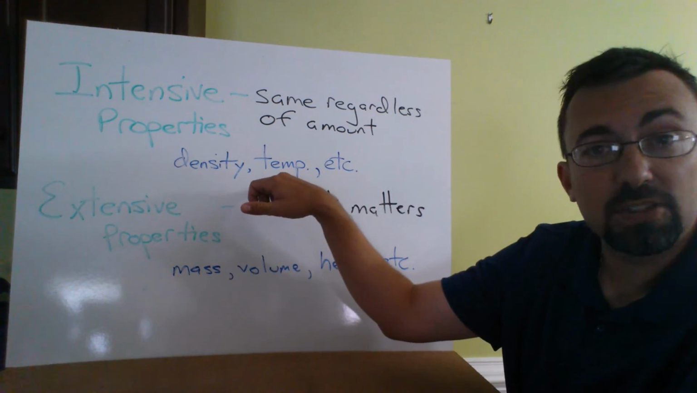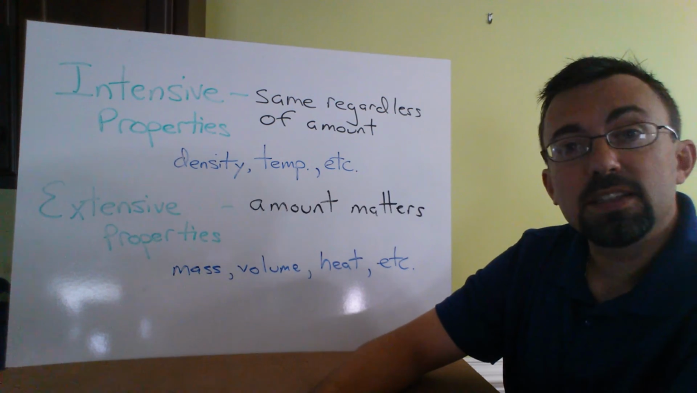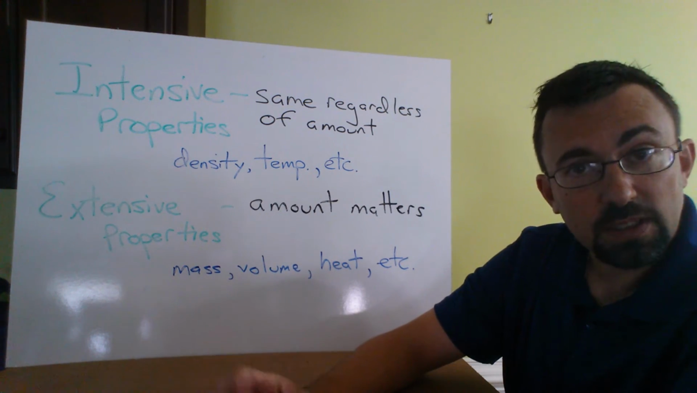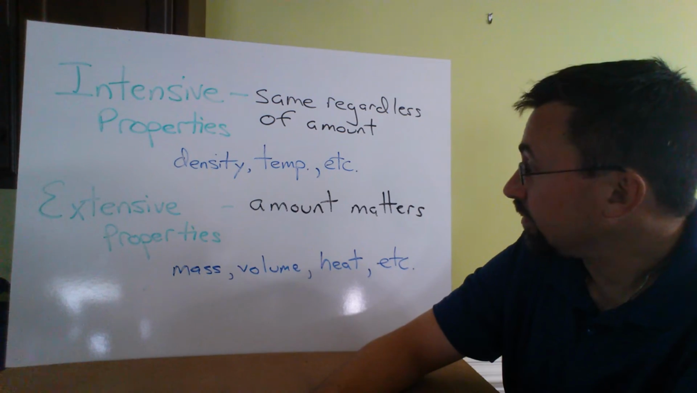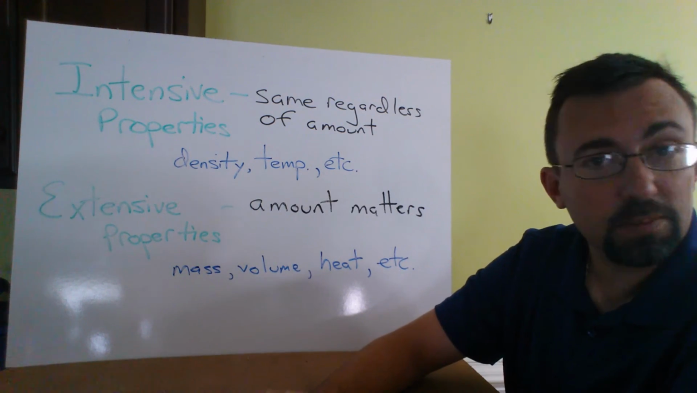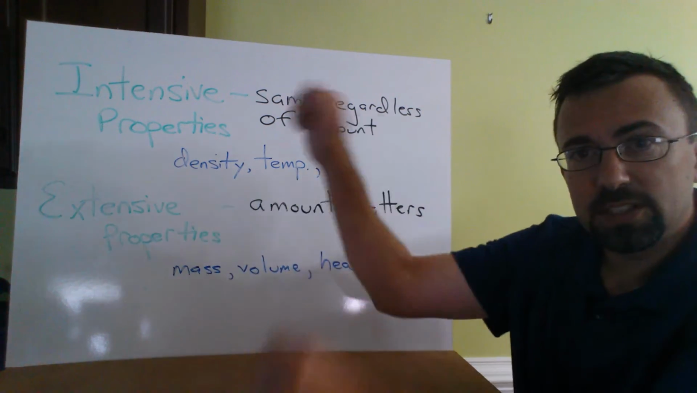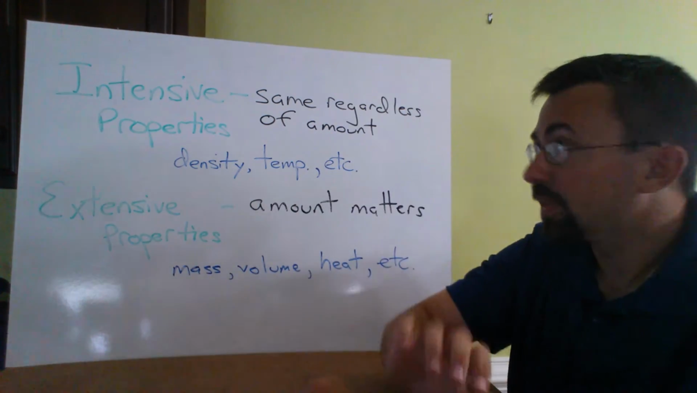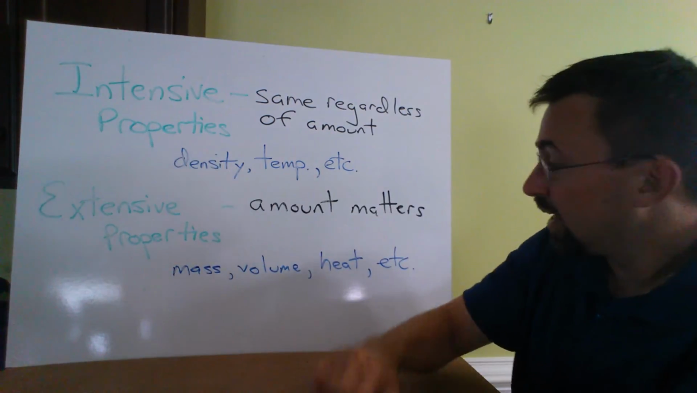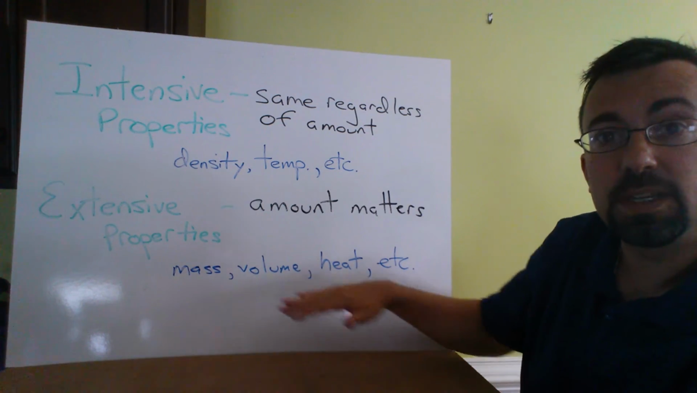Temperature is a measure of average kinetic energy, and that's going to be the same whether you have a small sample or a large sample. The temperature is the same regardless of size. So temperature and heat sometimes throw people, so I want to put those up. Temperature is your average kinetic energy, energy of motion. That's going to be an intensive property. How much heat something holds in, that's going to be an extensive property.